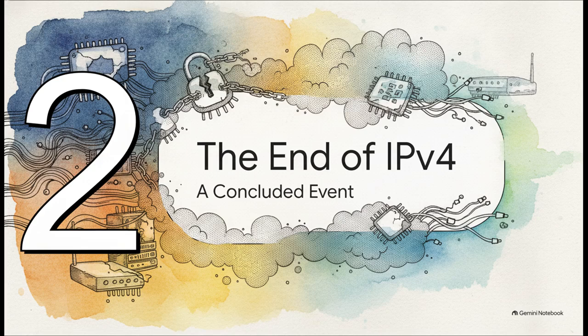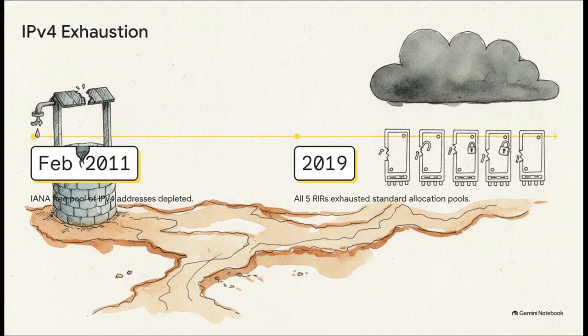Section 2. The end of IPv4. Let's look at why this is a concluded event. Look, we really need to dispel a dangerous, lingering myth in the IT world. IPv4 address exhaustion is not a future problem. It's done. It is a concluded event. Way back in February 2011, IANA, the Internet Assigned Numbers Authority, completely depleted its free pool of IPv4 addresses. And then, by 2019, all 5 regional Internet registries, ARIN, RIPE, APNIC, LACNIC, and AFRINIC, exhausted their standard allocation pools. The stark reality is that no new public IPv4 allocations are available from any RIR through normal channels. The well is officially, permanently dry.